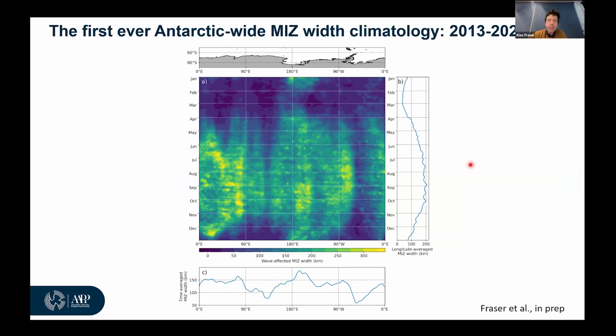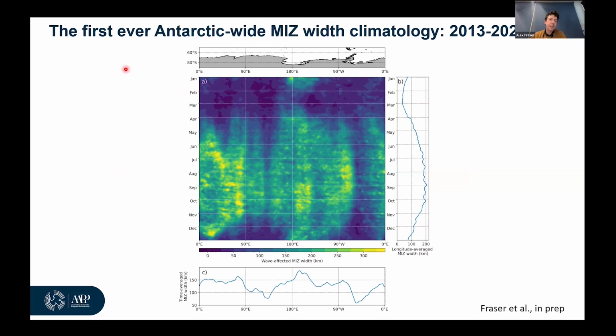So with that, I present to you here a decade-long climatology in Antarctic MIZ width. This figure here is a Hovmöller from January to December, integrated over these 10 years. The color scale is the wave-affected MIZ width from ICESat-2. So we see it by longitude here and by time on the y-axis.